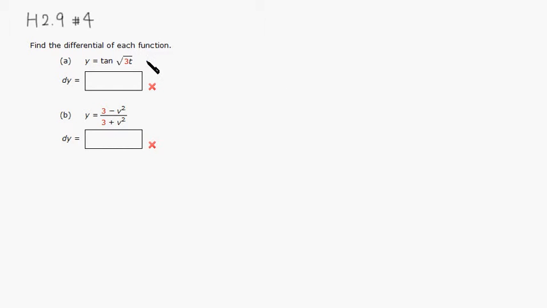Again, I don't like square roots, so I'm going to rewrite it as the tangent of 3t to the 1/2 power. Alright, so let's take the derivative with respect to t, of course. The derivative of tangent is going to be secant squared. Then leave the inside function as it is.